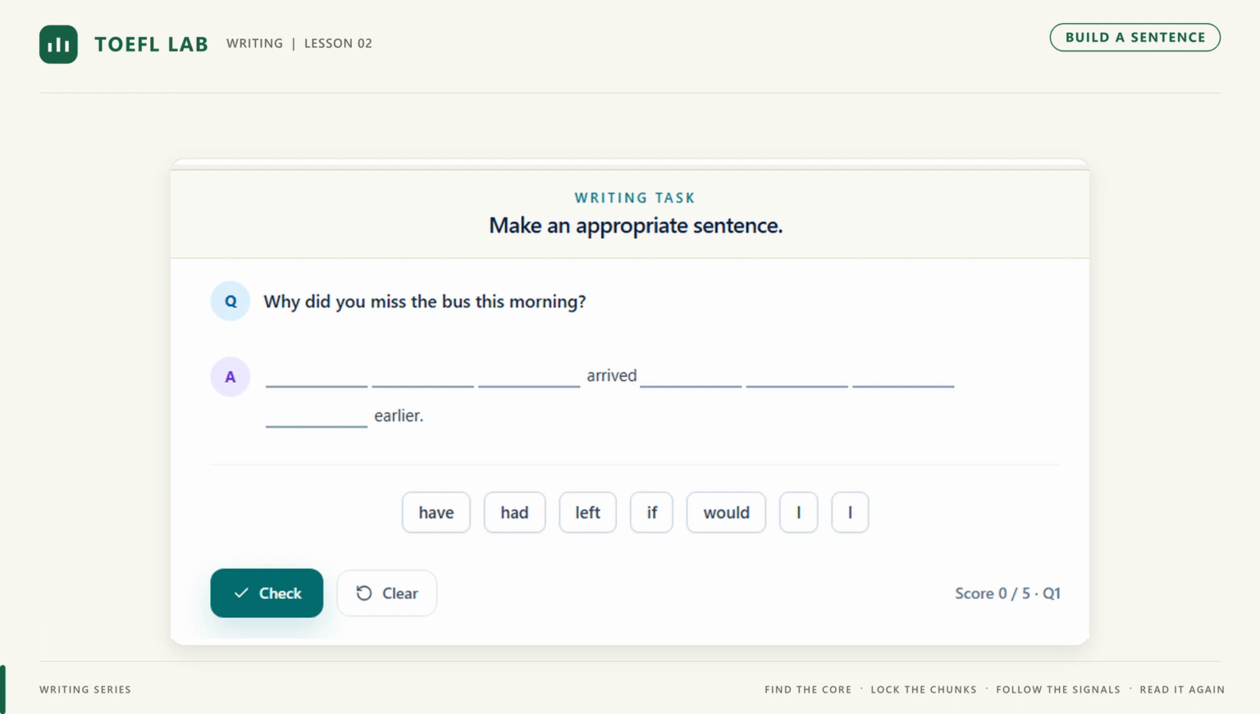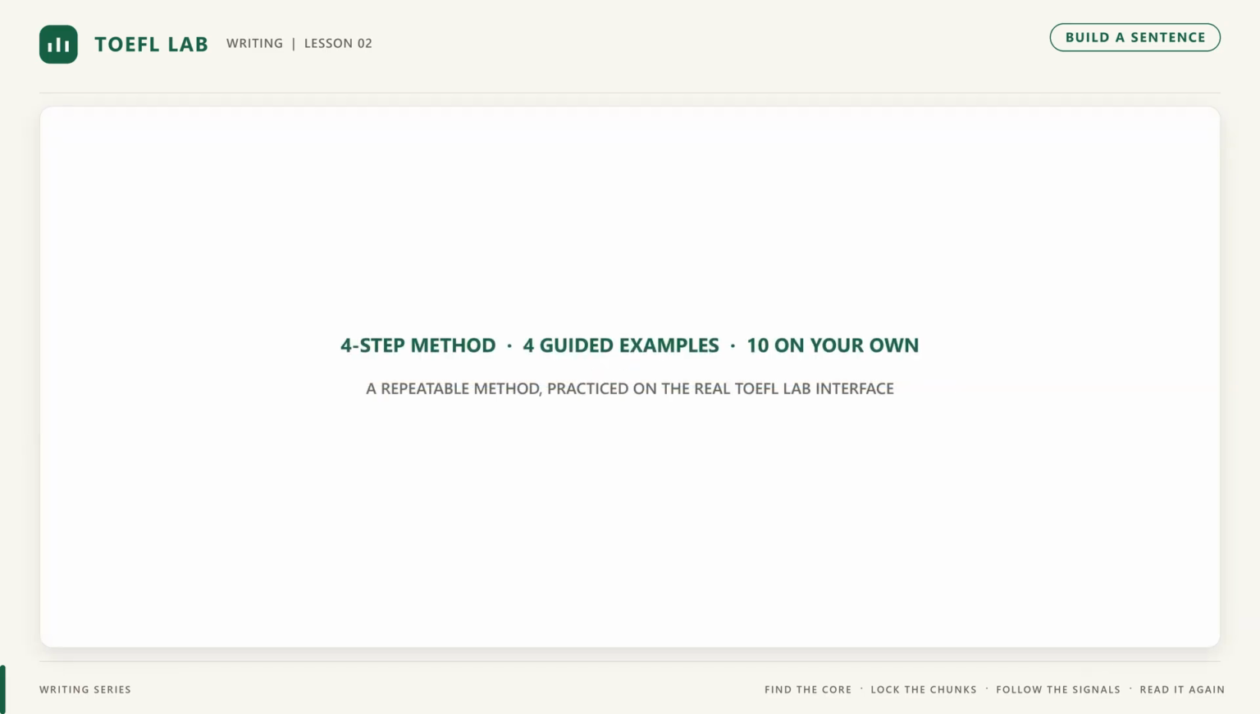Build a sentence looks simple until several pieces all seem possible. One line is already complete, the other is your reply, and right now it's just blanks and a pile of words. In this lesson: a 4-step method for finding the right structure, 4 guided examples, and 10 more you'll solve yourself, all on the real TOEFL Lab interface.